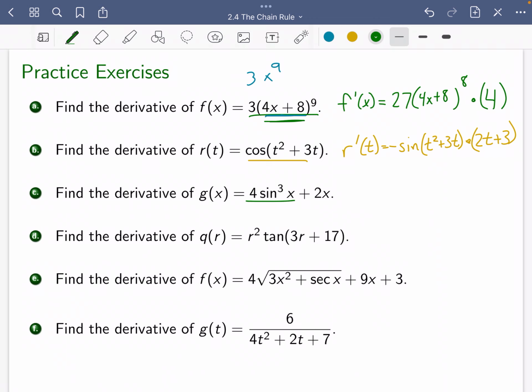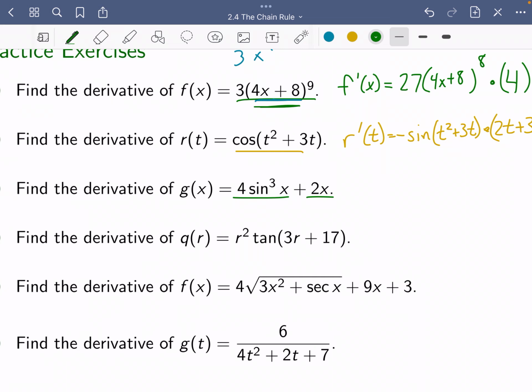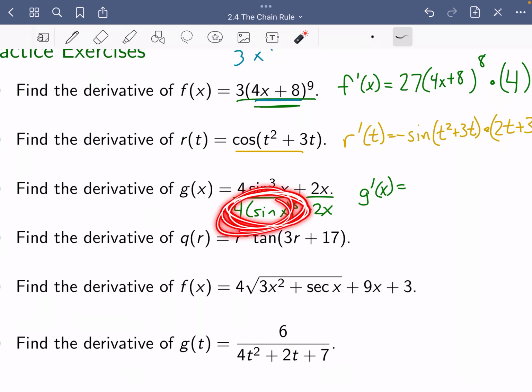Next we have g of x is 4 sine cubed x plus 2x. Now this one gets a little bit tricky because when we write sine cubed x, that means we have sine of x, cubed, plus 2x. So when we take our derivative here, do we have a composite function? Well, kind of, right? So this piece is composite, but this is not composite. So how do we deal with that? Well, because it's separated by a plus, we can just take the derivatives of these two pieces separately.